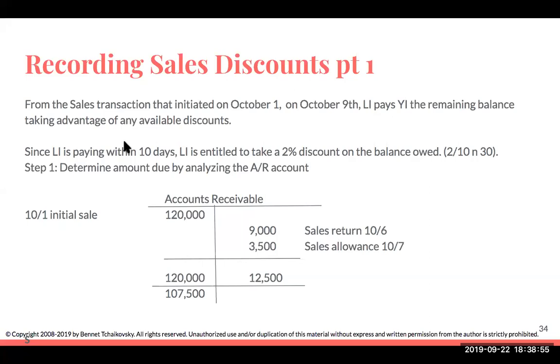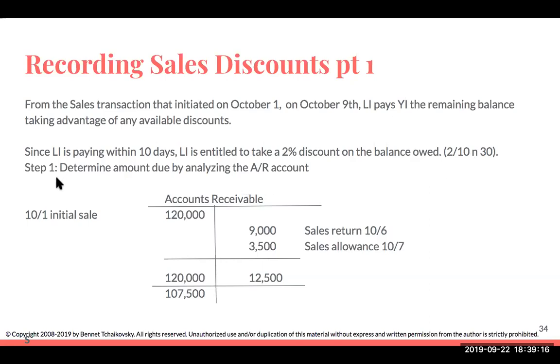But again, we're just going ahead and doing it this way. Since LI is paying within that 10 days, they are entitled to take a 2% discount on the balance owed. Because again, 2/10 net 30, 2% discount if they pay within 10 days. Again, take a look at the other video if this does not make sense.